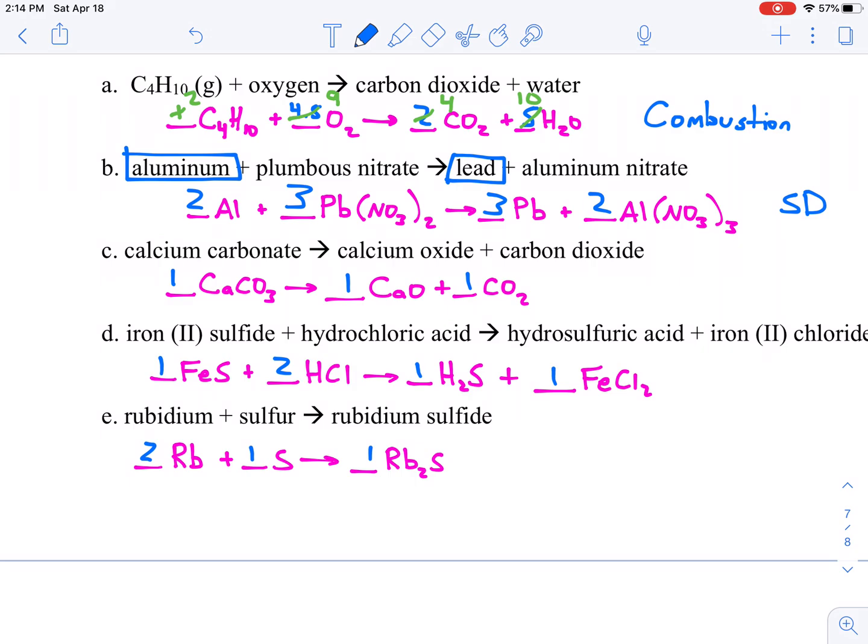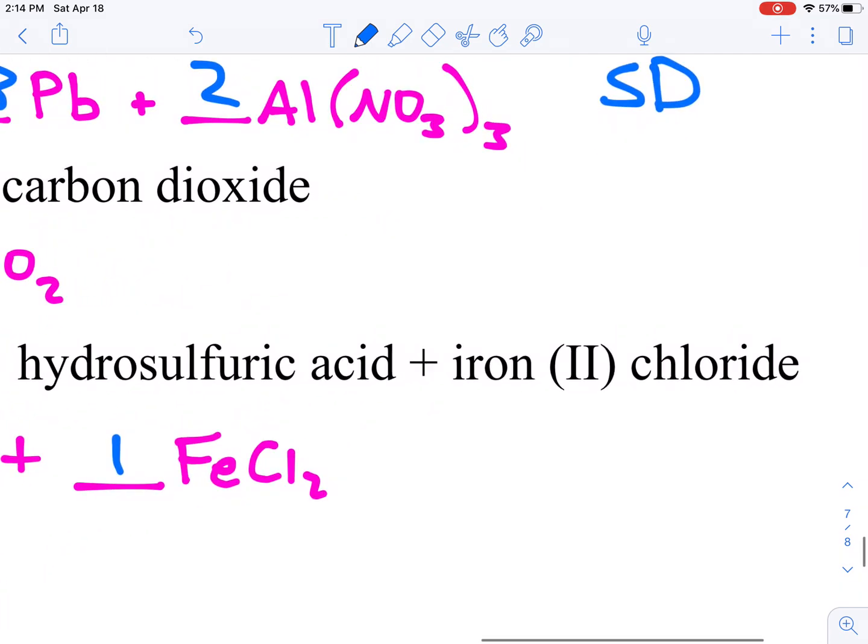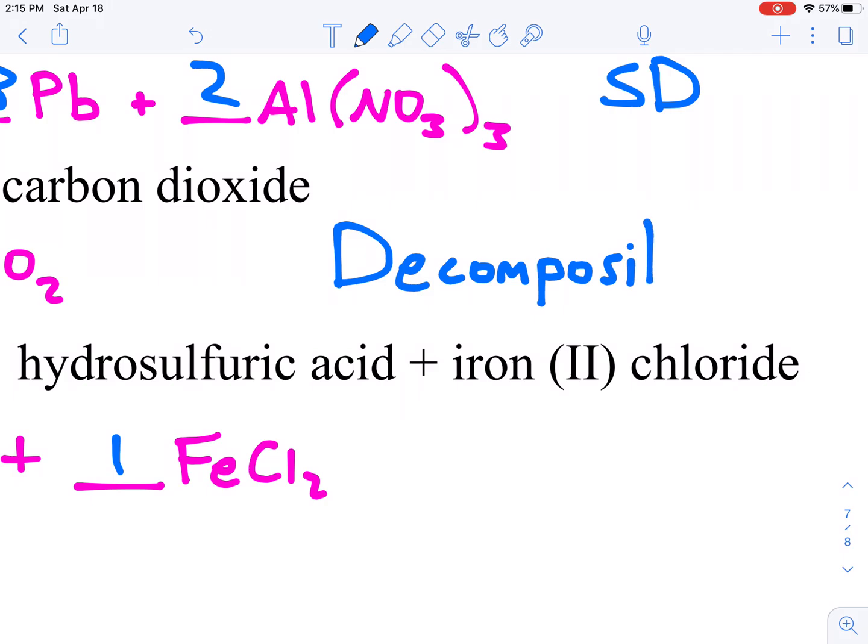In letter C, you have a single thing breaking down. So anytime you have one thing by itself, notice that's different than all of the others. Every other letter has multiple reactants. Anytime you have a single reactant, that is going to be a decomposition because it's one thing decomposing into multiple. So letter C is decomposition.